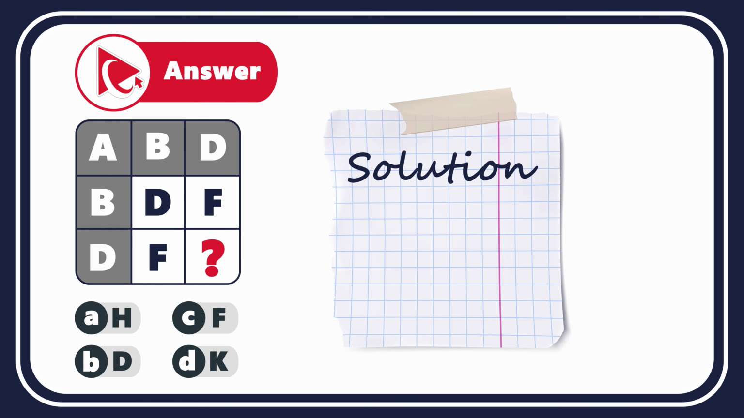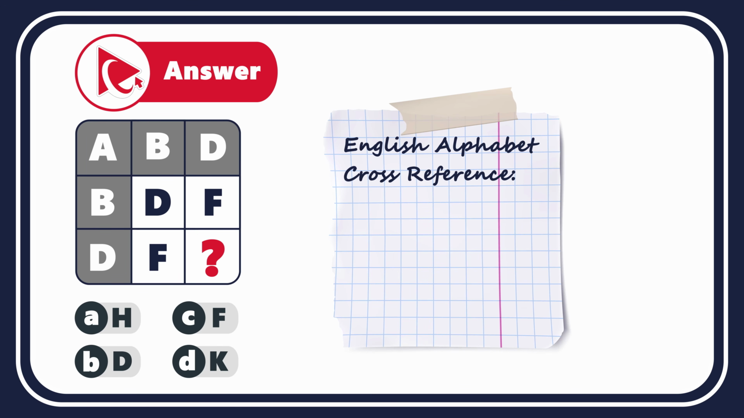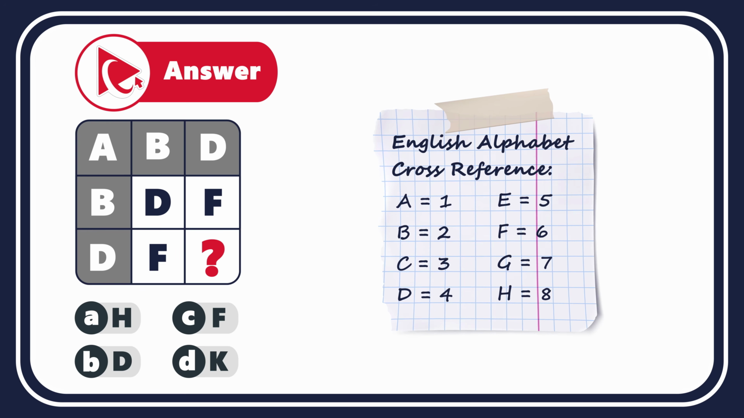To answer this question correctly, let's look at our matrix from a little different dimension. Each letter here corresponds to a specific place in the alphabet, which can be represented by a number. For example, letter A equals 1, letter B 2, C 3, and so on. If we follow this logic, we can replace all letters in all 3 rows with numbers.